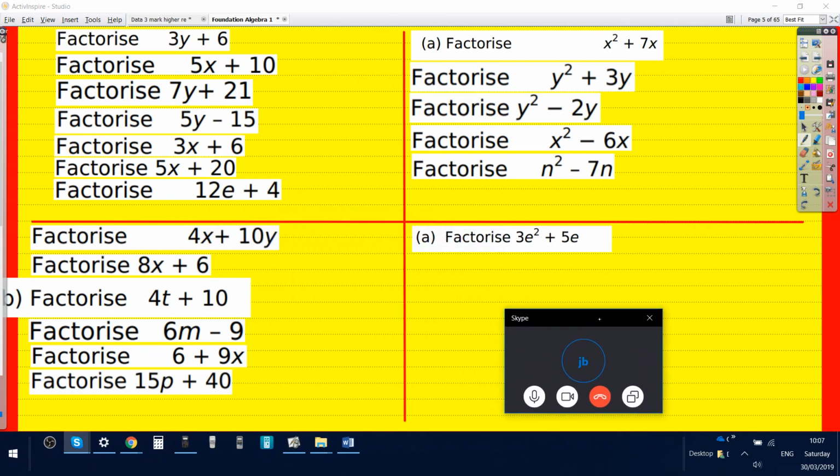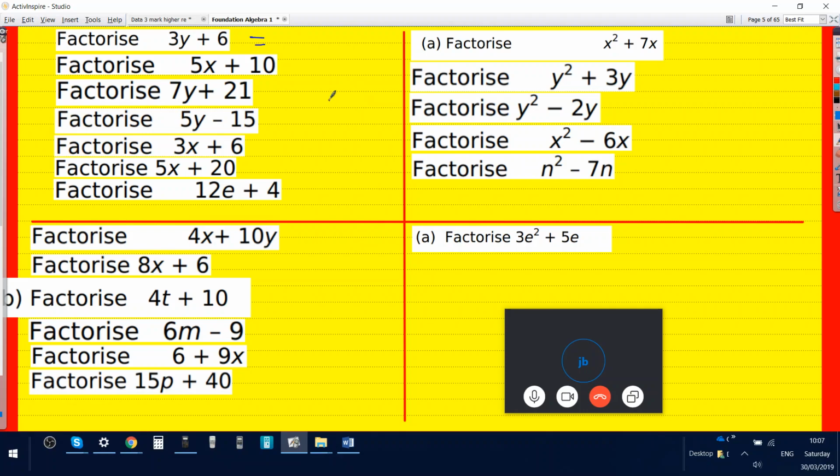Okay. How do you factorize this to the left? Looking backwards. Yeah. Okay. So would that be 3 outside and inside the brackets y plus 2? How about top right? Is that x then x plus 7? Yeah.